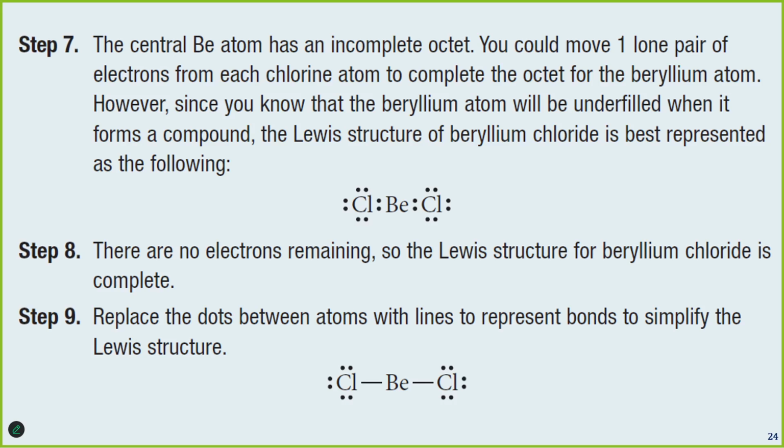And in step 8, there are no electrons remaining, so the Lewis structure for beryllium chloride is complete. Then in the last step, if we replace the dots between items with lines to represent bonds, then we have obtained the simplified Lewis structure. Are you clear? Be careful with the exceptions. There are a lot of exceptions in chemistry.